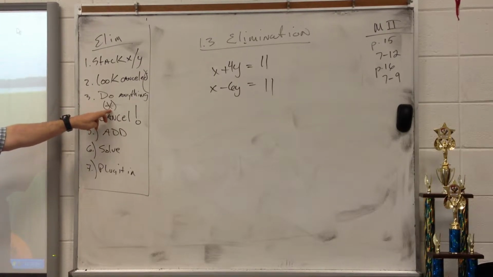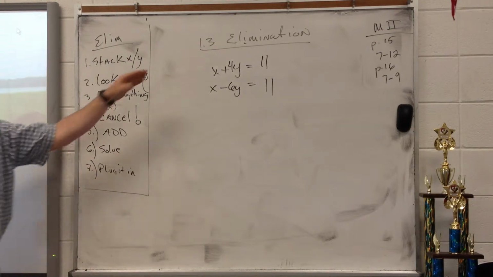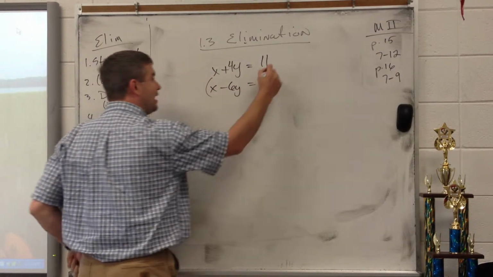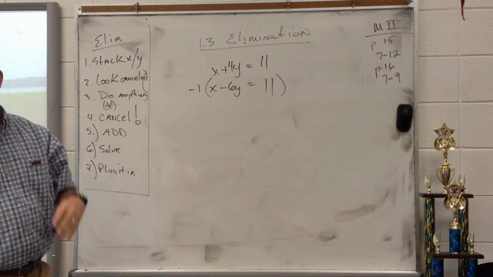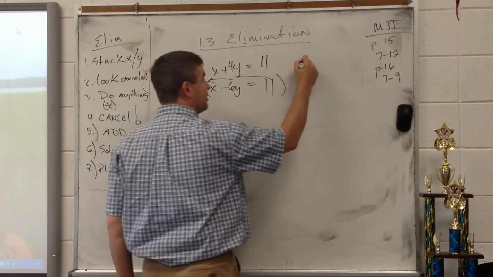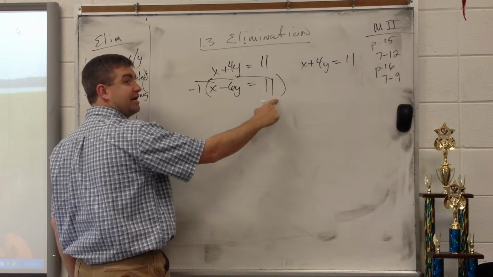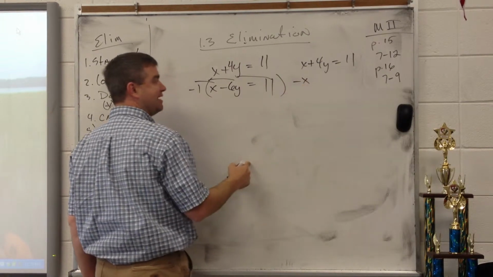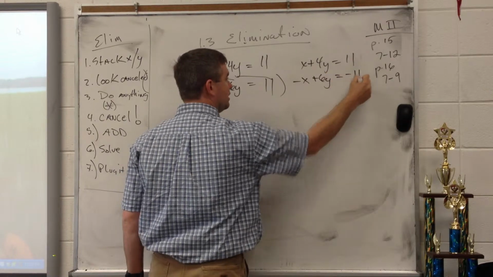Most of the time, we're going to multiply through by something. If I take this equation and multiply through by negative 1, everywhere, all 3 things, and distribute it here and here, I'm going to rewrite it. x plus 4y is equal to 11. If I distribute negative 1, I'll now have negative x plus 6y is equal to negative 11.